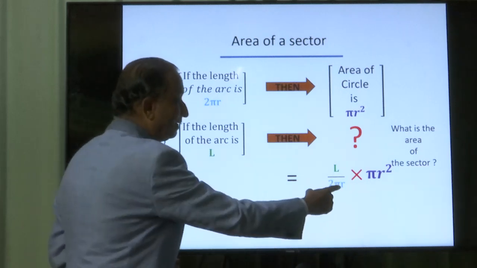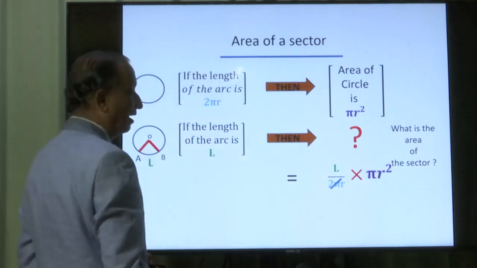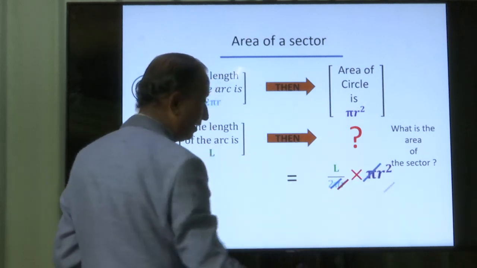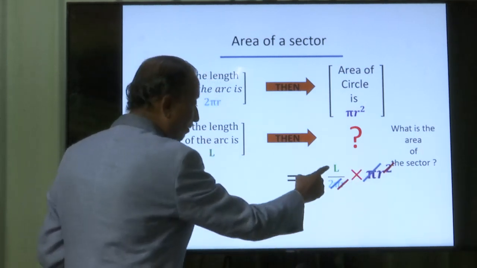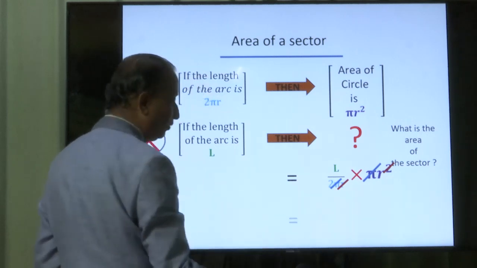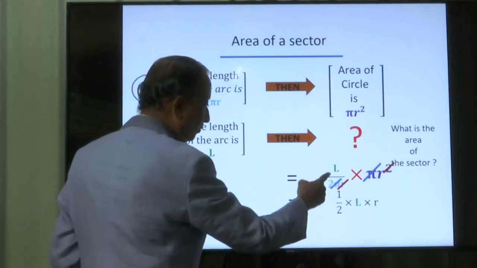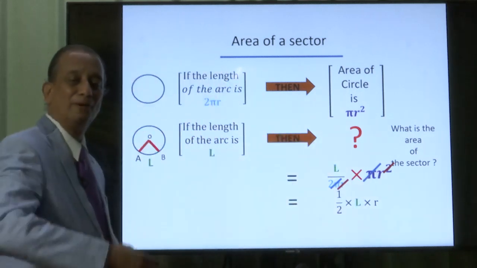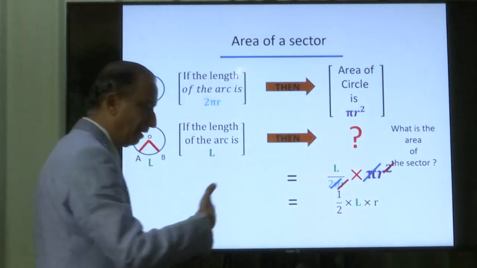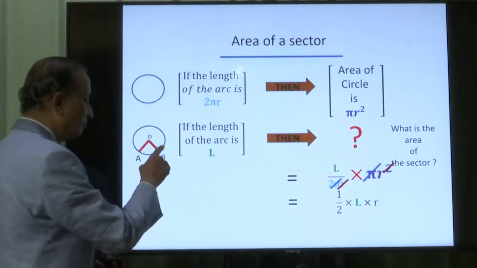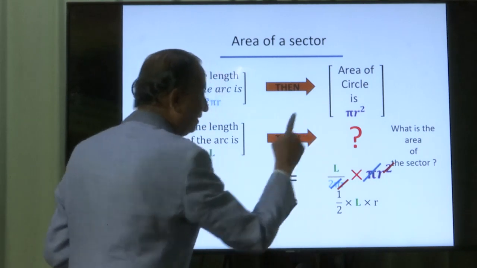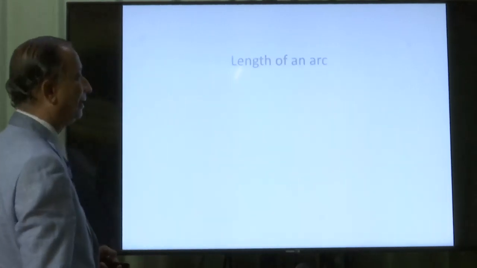Okay, so now you can simplify this: r and r, pi and pi get cancelled, and the square also gets cancelled. So, 1 by 2 into length of the arc into radius. So, the area of a sector can also be expressed in terms of the length of the arc as half into length of the arc into radius.